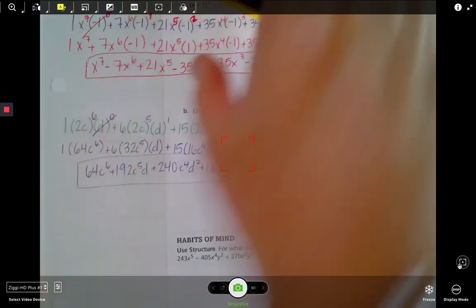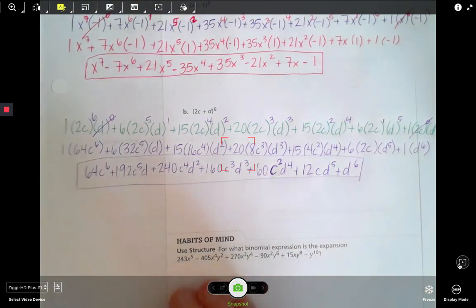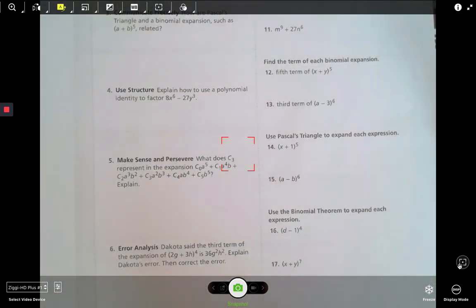What I want you to do for practice problems is going to be on the next page. You should be able to do all of them. Shouldn't be too hard for you.